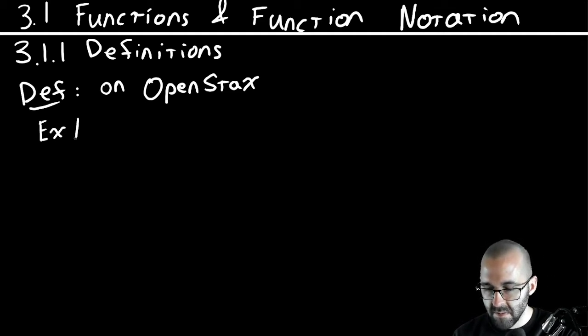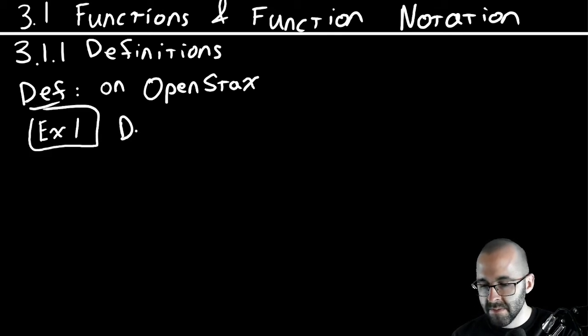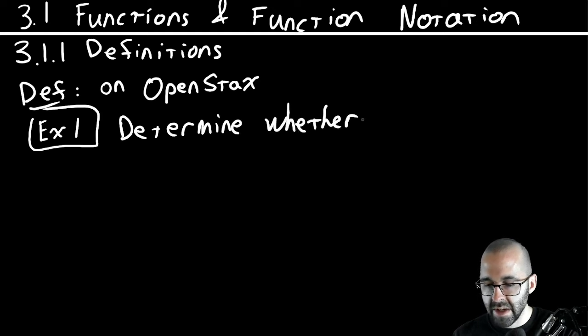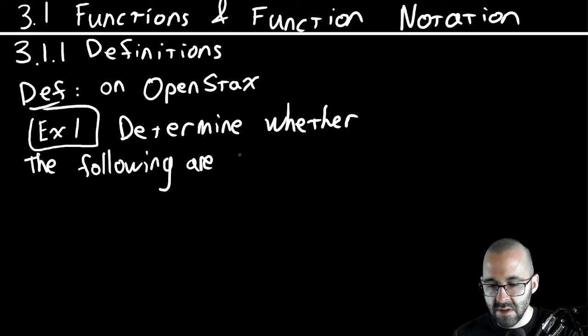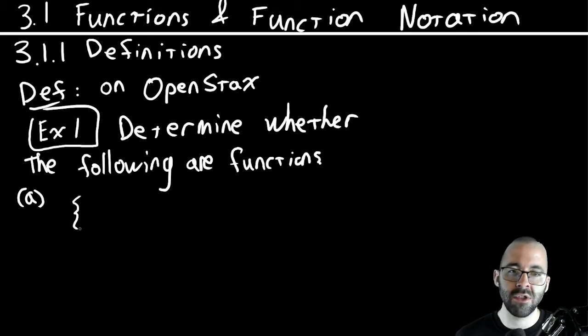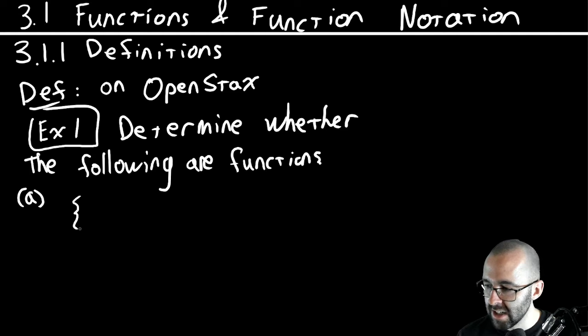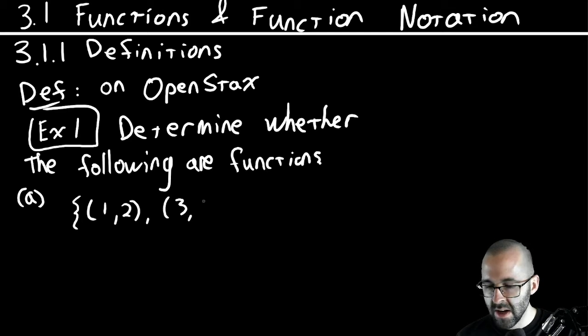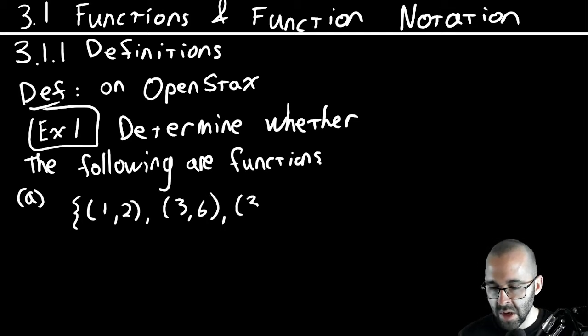We're going to start with example number 1, because it is the start of a section. Determine whether the following are functions. We'll start with part A, and this is going to be a relation. We have this brace. This brace means a set, and it's also good for relations because relations are sets of ordered pairs. The relation contains the points (1, 2), (3, 6), and the point (3, 8) as well.